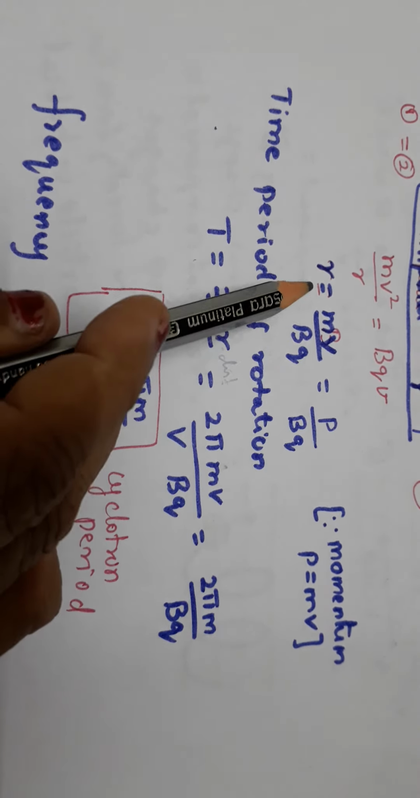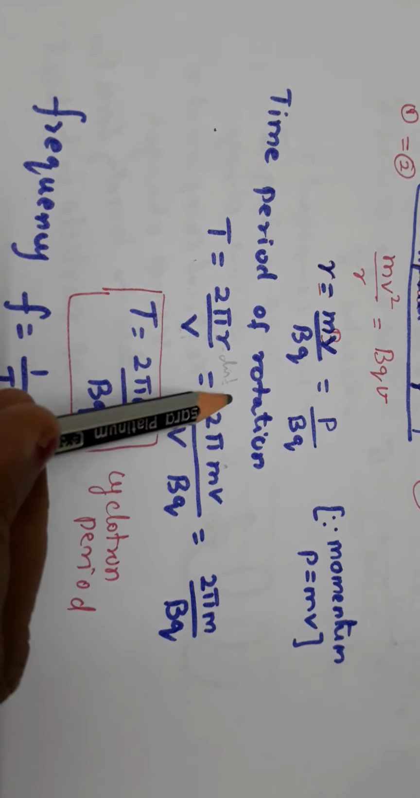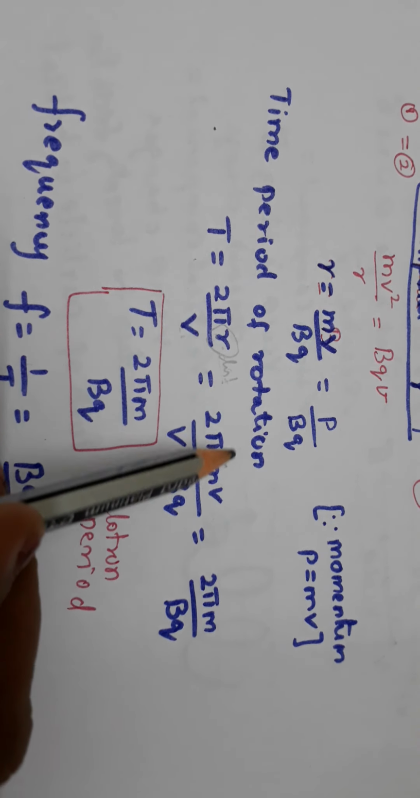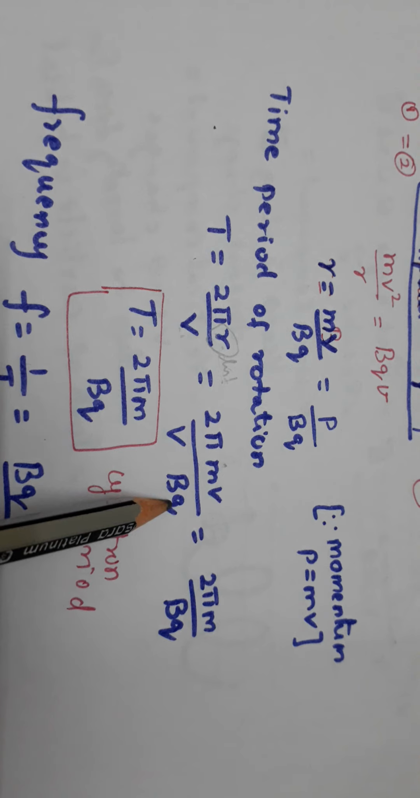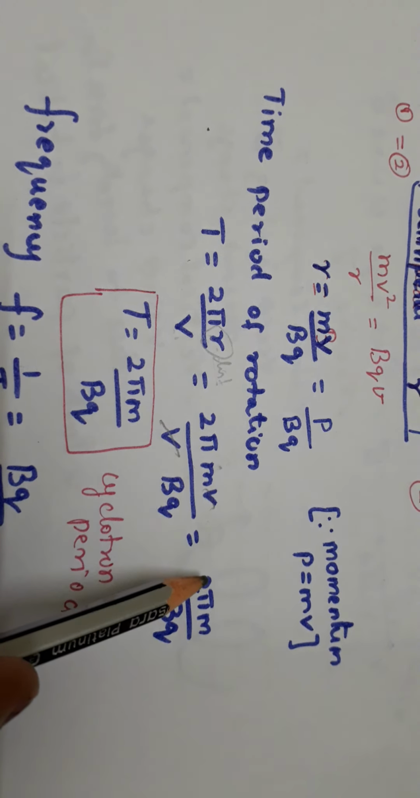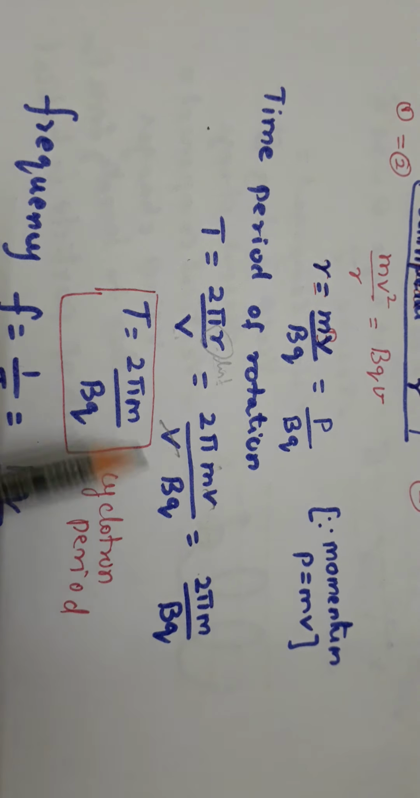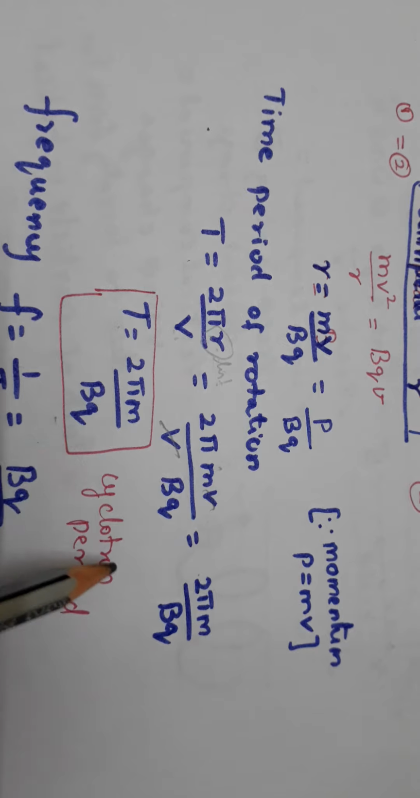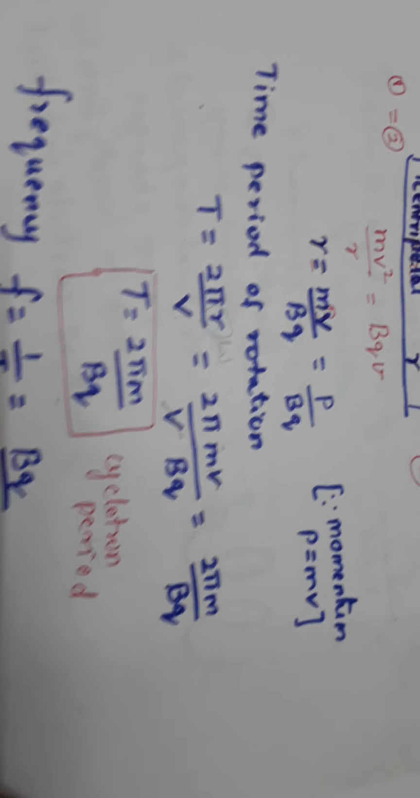Now already you know the r value. It is mv by bq. So instead of this r, you are substituting mv by bq. Right? Here you can see v and v get cancelled. So what is left over? 2 pi m by bq. So the time period of rotation is equal to 2 pi m by bq. That we call the cyclotron period.